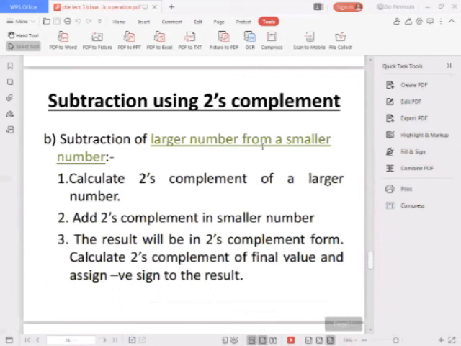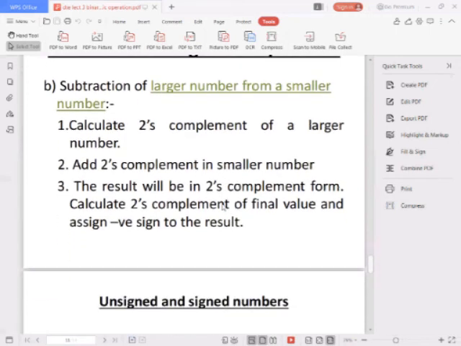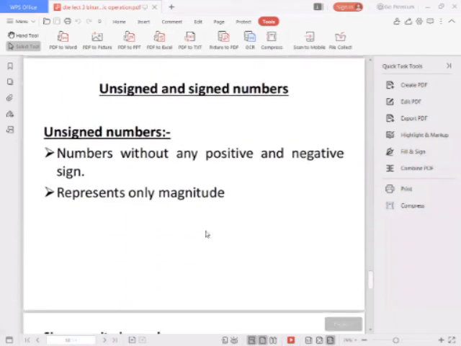Then subtraction of a larger number from a smaller number. Step number 1 is to calculate the 2's complement of the larger number. Then add the 2's complement to the smaller number and the result will be in 2's complement form. That is, calculate the 2's complement of the final value and assign a negative sign to that result. So this is the subtraction using the 2's complement method.